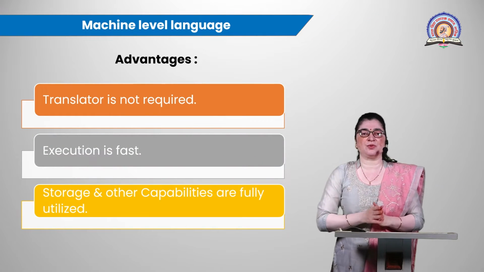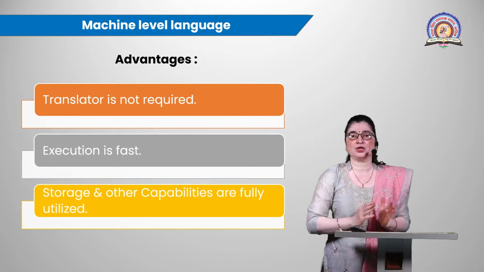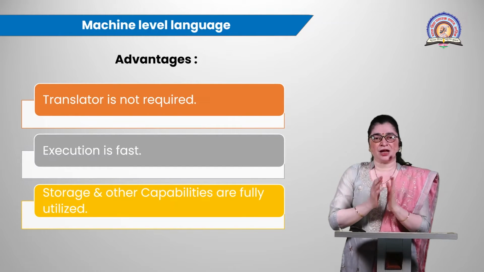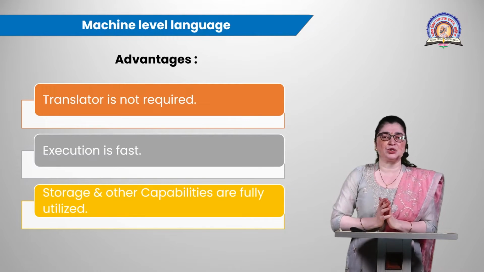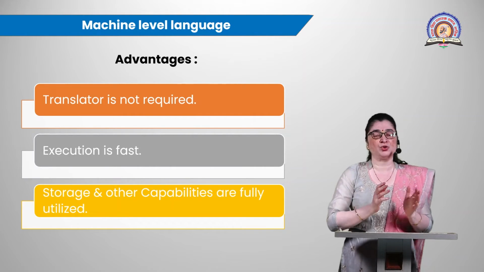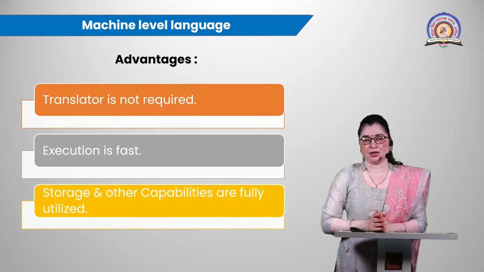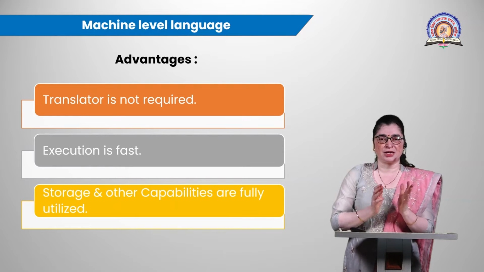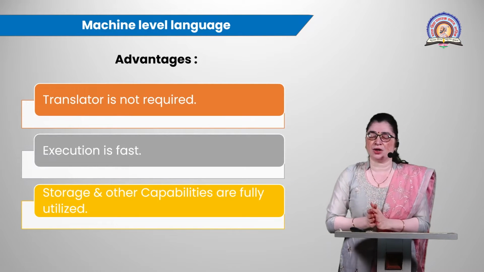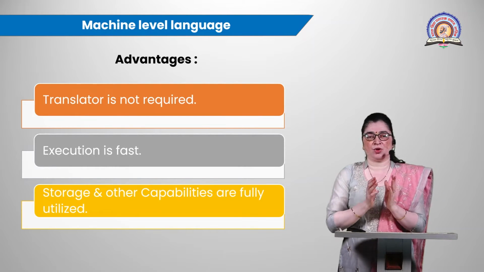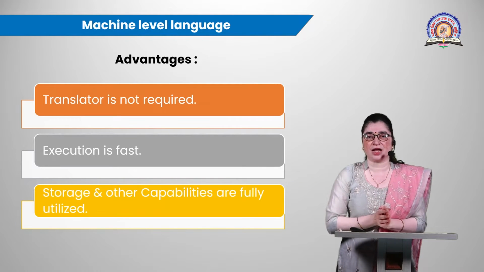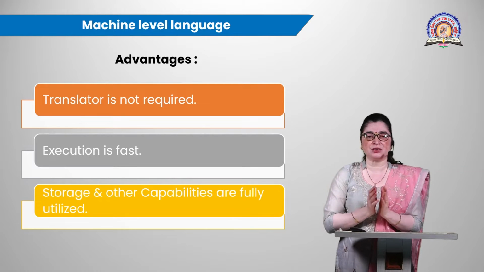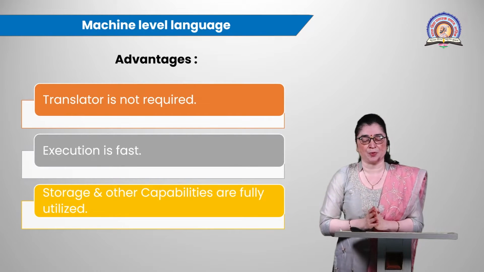So first we will see about machine level language. It is also known as binary language, binary language or machine language. It consists of only two states or two digits, that is 0 and 1. As the computer is an electronic device, it has only two states, either on and off. So the binary system or the binary language or machine language, it consists of only two states, on and off. On means 1 and off means 0.